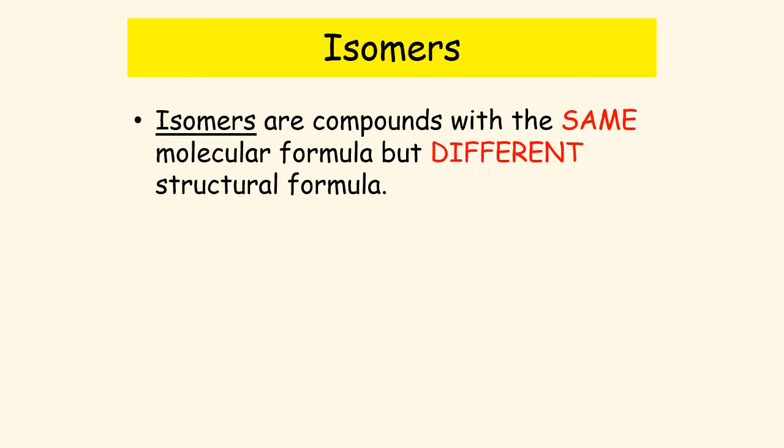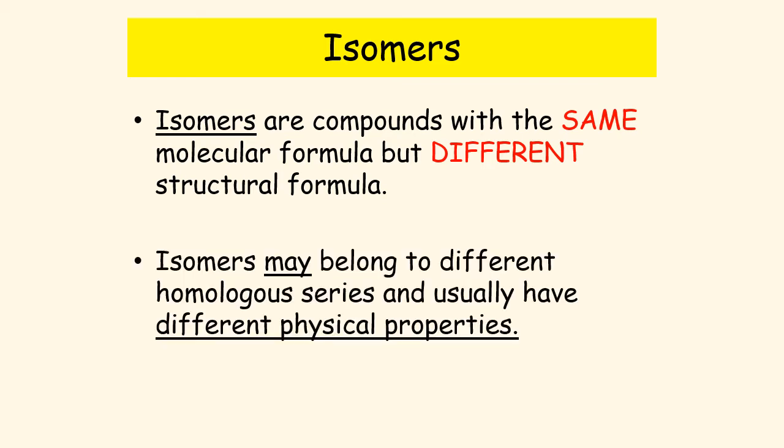Isomers are compounds with the same molecular formula, so that means the same number of carbon and hydrogen atoms, but they have different structural formulas. So that means the way in which those carbons and hydrogens are connected to one another is different. You need to know this definition. Isomers are compounds with the same molecular formula, but a different structural formula.